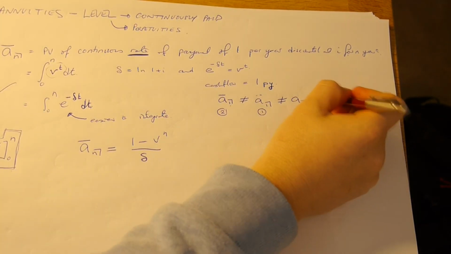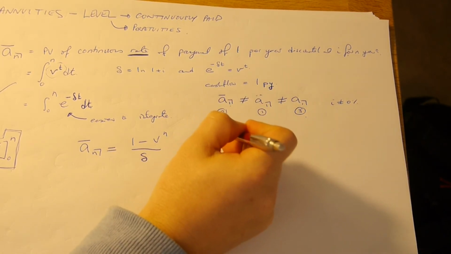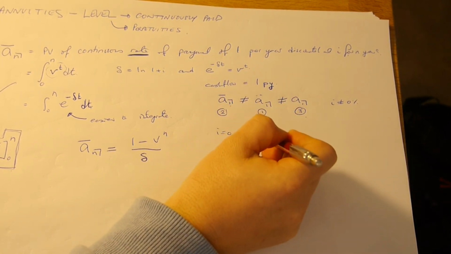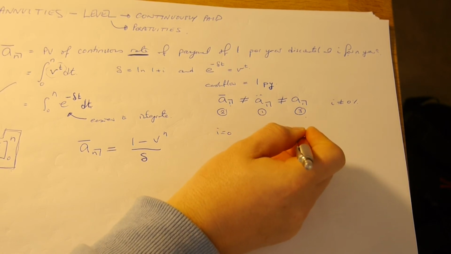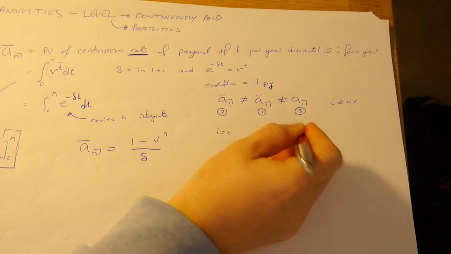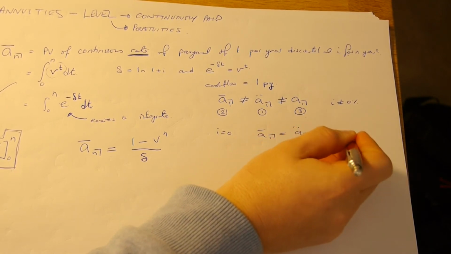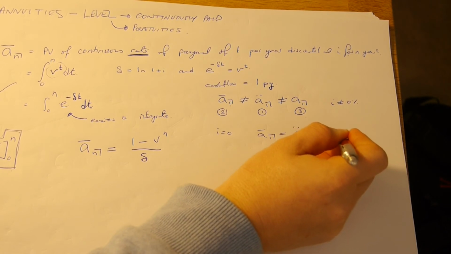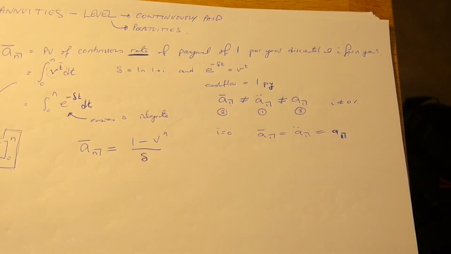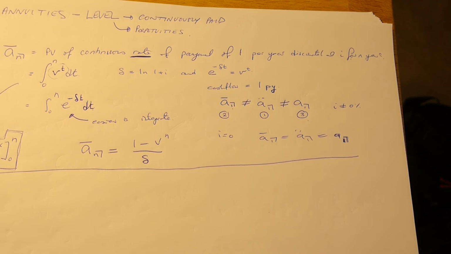And of course this means that i does not equal 0%. If i does equal 0%, then I believe they should all equal each other, I think. Right, okay, so that's the introduction to continuous level annuities.